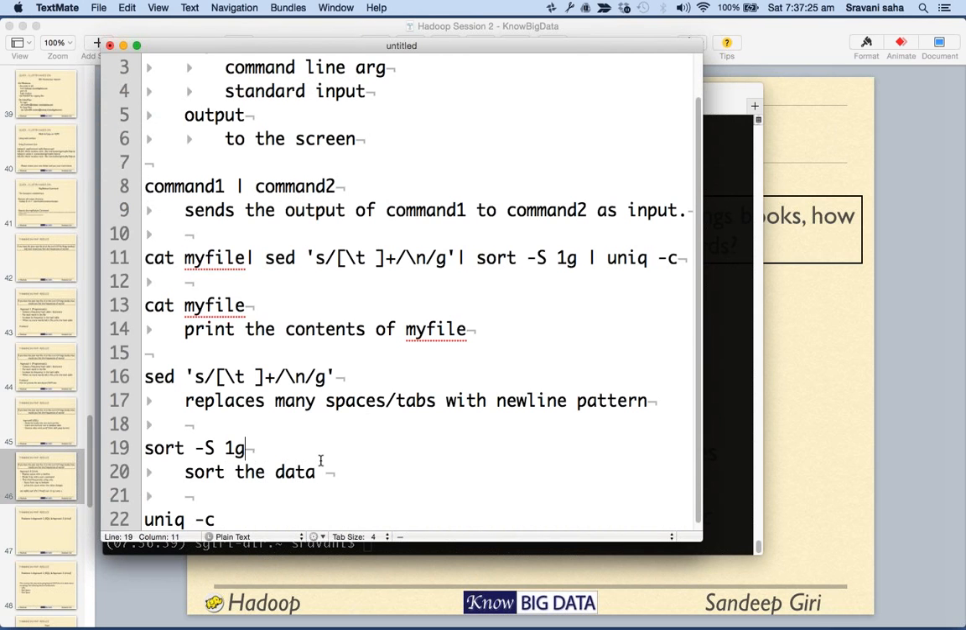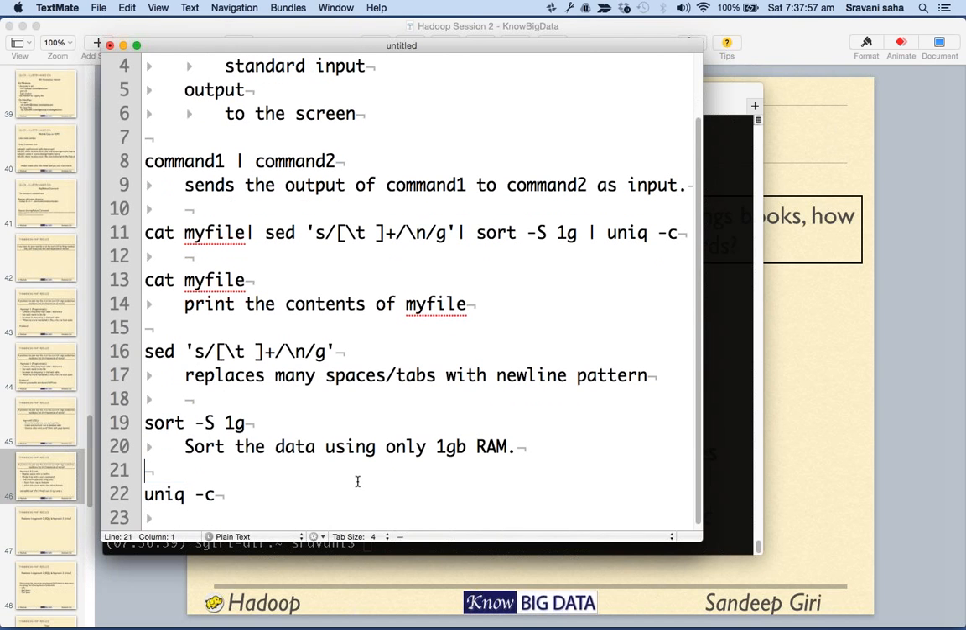Now, the argument here, you see the argument minus s. This is something very important. Even if you know Unix, you may not be knowing this part actually. A lot of people don't know this. So, sort has multiple features. One of the features is that it can sort using a fixed amount of memory. So, it sorts the data using only 1 GB of RAM.